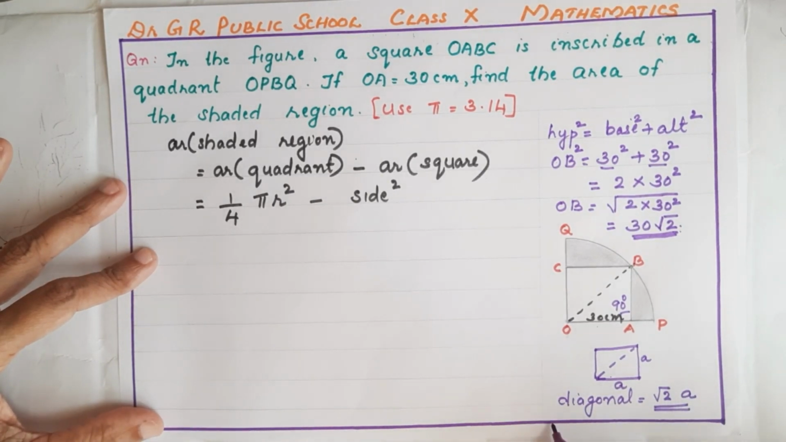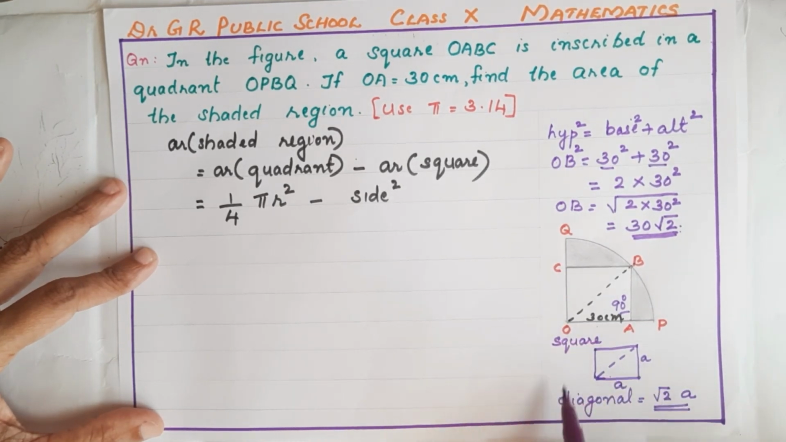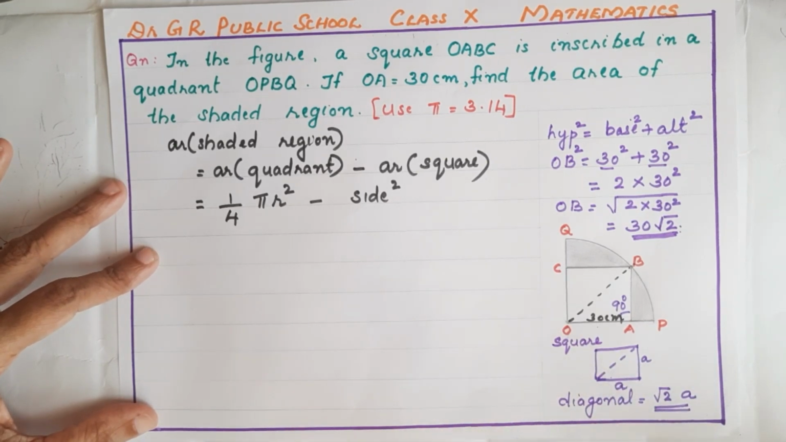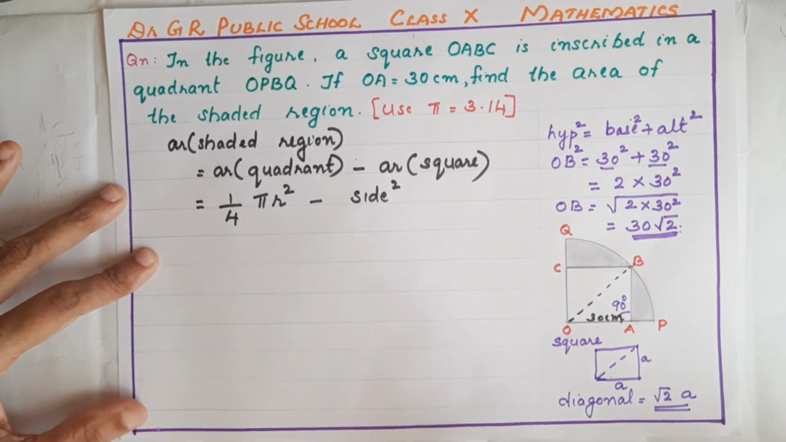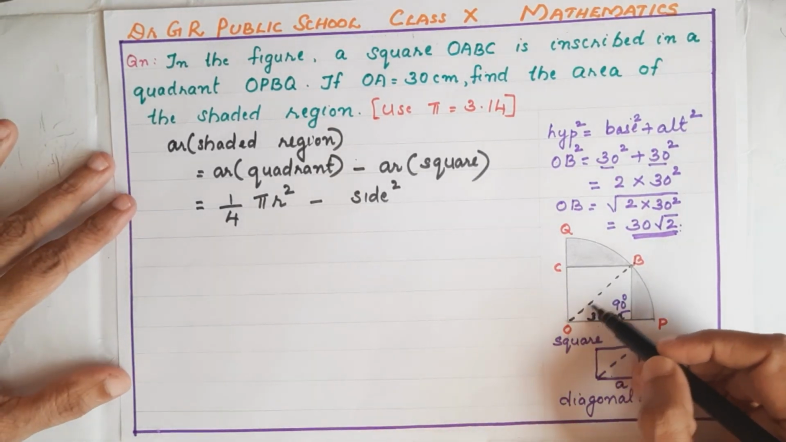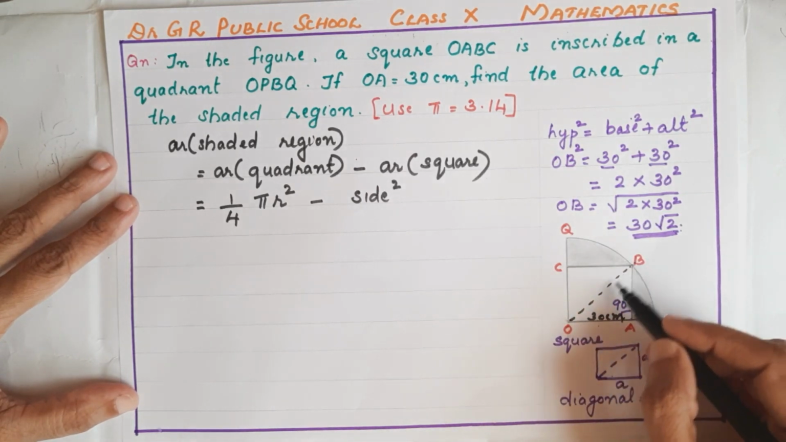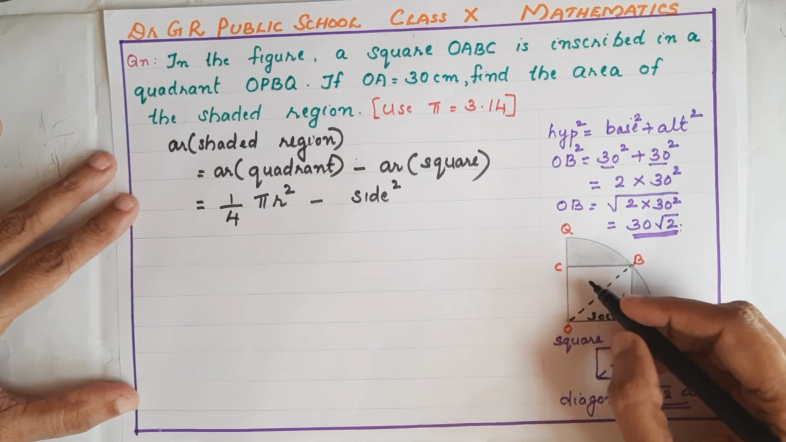Okay. So this formula you have to remember always. Diagonal of a square, this is only for a square, can be found by using the formula root 2 into A. What is A? A is the side of the square. Okay children, so now we can find the radius. Diagonal of the square is actually the radius of the quadrant.